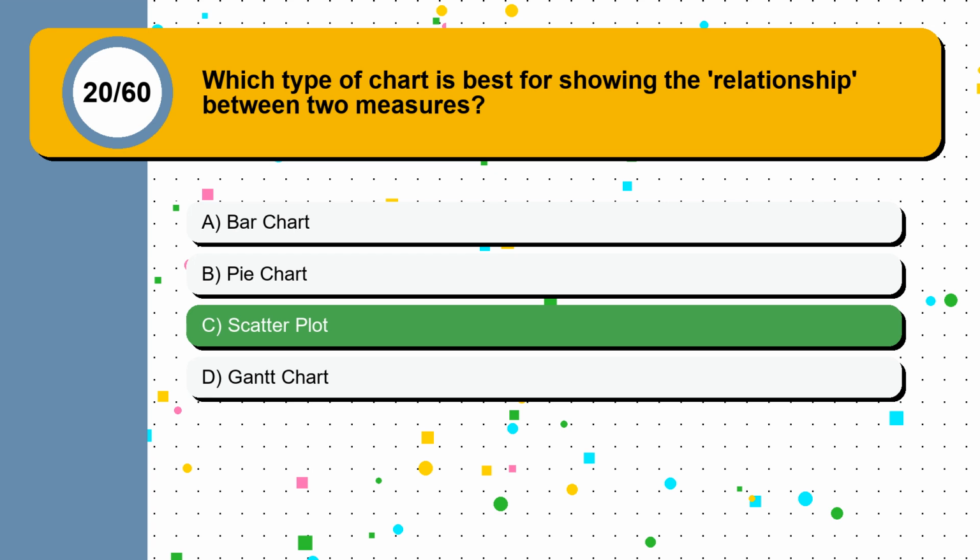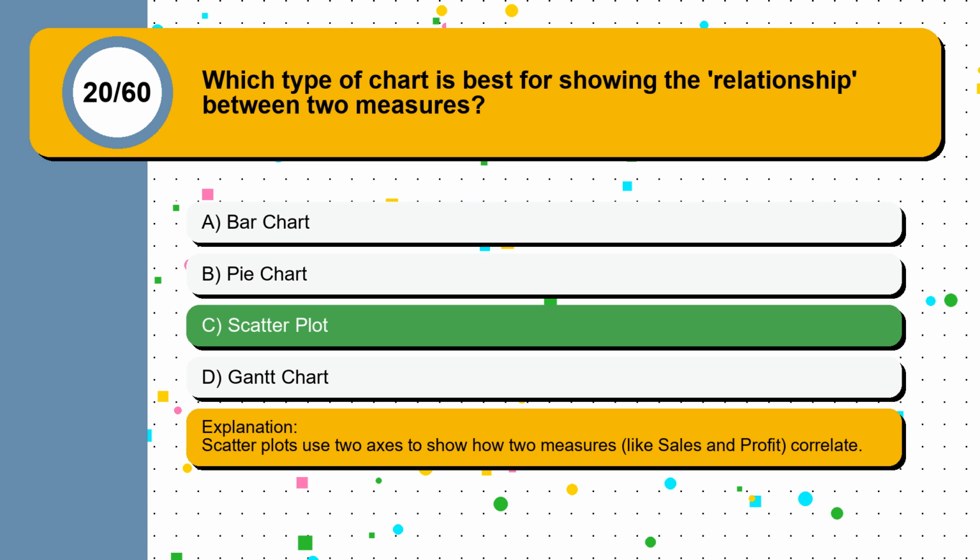The correct answer is option C, scatter plot. Scatter plots use two axes to show how two measures, like sales and profit, correlate.